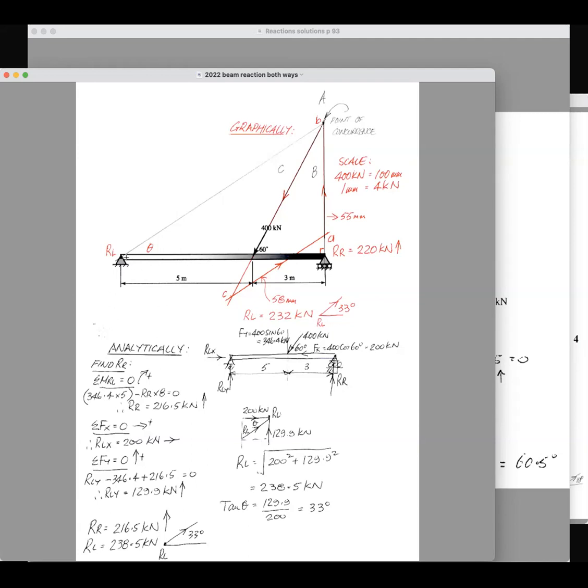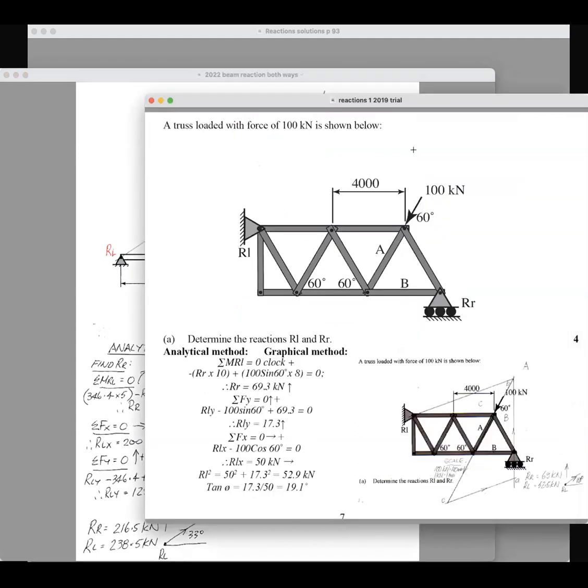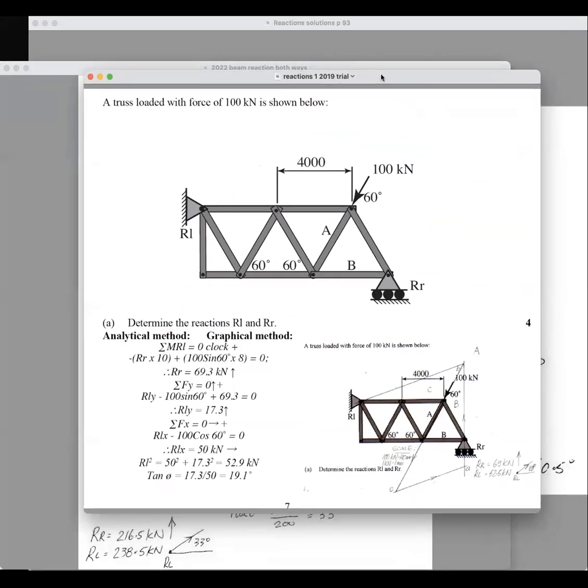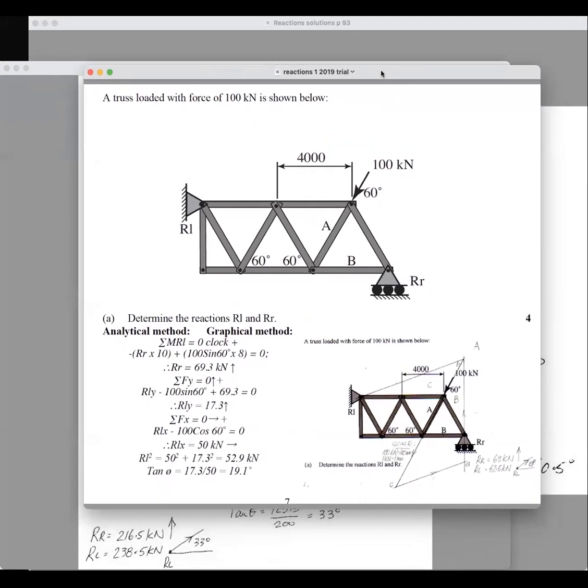Now, don't forget, you can only use this method when using the 3-force rule, when you've got only 3 forces acting on the body. Now, I'll show you an HSC question where you could use that method. And here's an HSC question. You haven't done trusses yet, but they're exactly the same. Finding the reactions is exactly the same method for trusses as you use for beams.